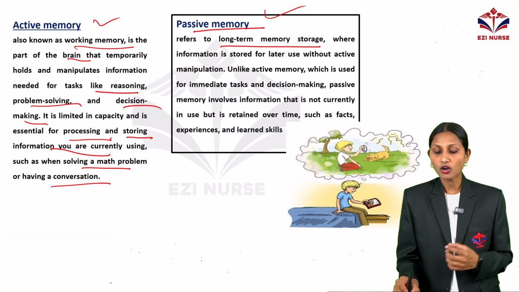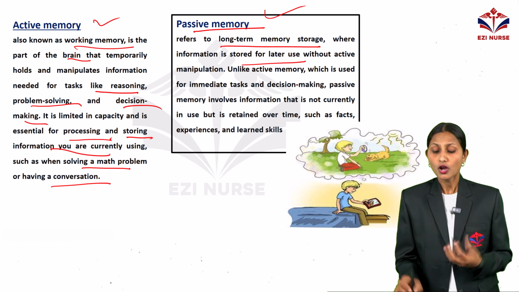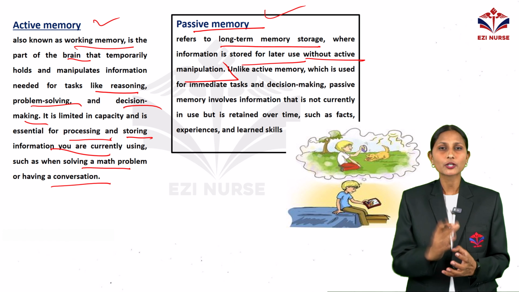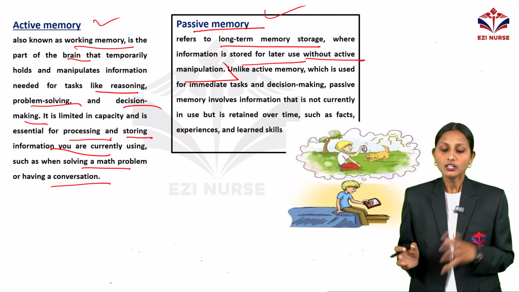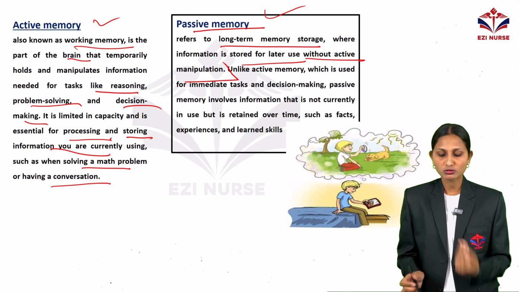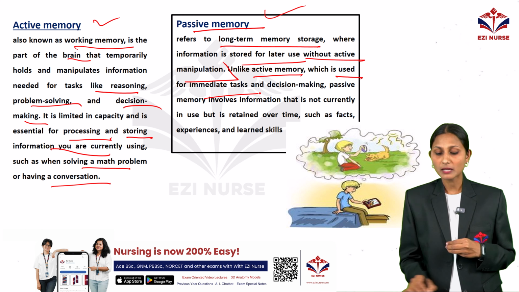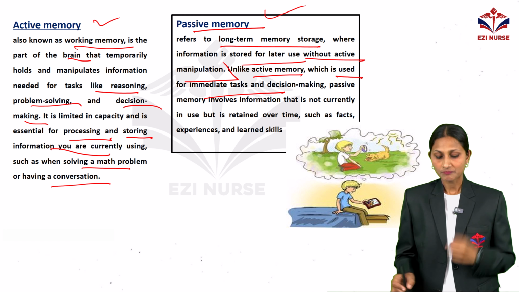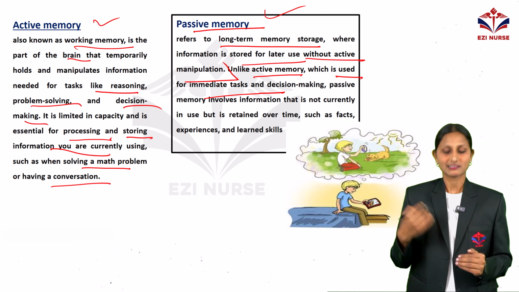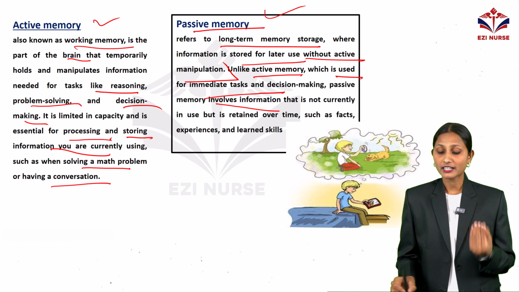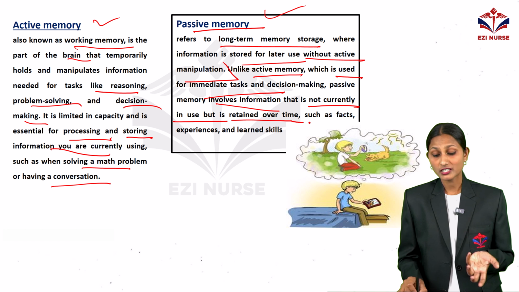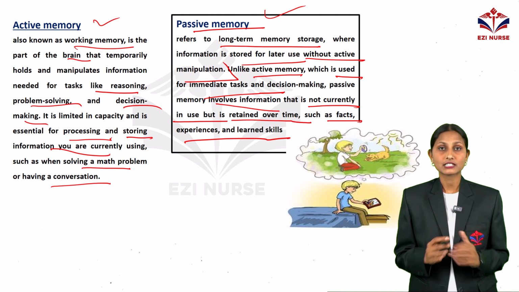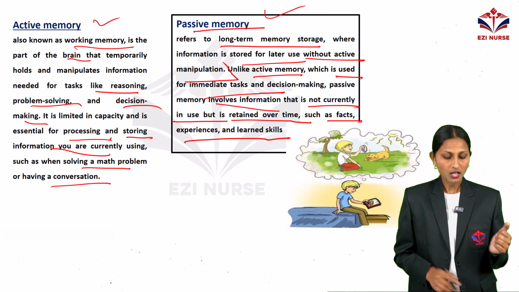Next one is passive memory. So passive memory is a long-term memory store where the information is stored for later use without active manipulation. So in passive memory, we will store that information and we will use that memory later. So that is long-term memory, we can also say. Unlike active memory, which is used for the immediate task. So in active memory, we are performing the immediate task, but in passive memory, we will do the task later. It involves information that is not currently in use but retained over time, such as facts, experiences and learned skills. So these are active memory, passive memory and the various types of memory.